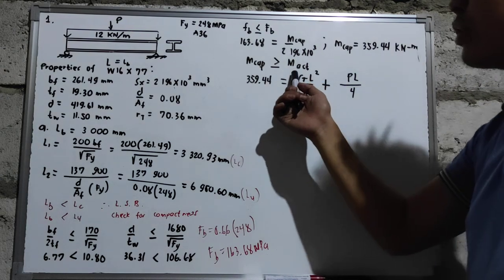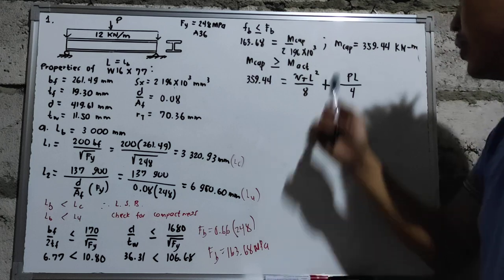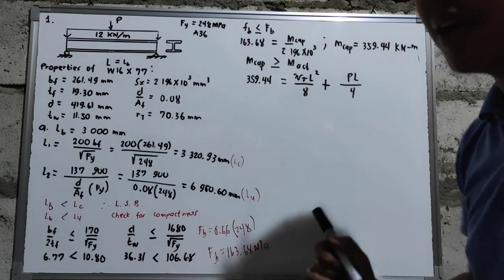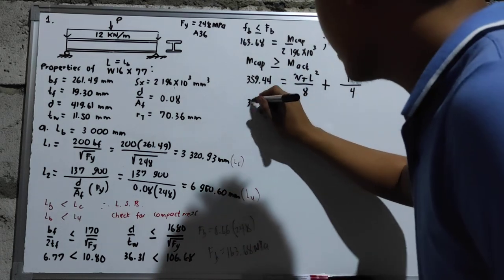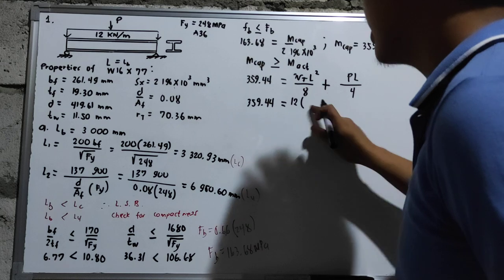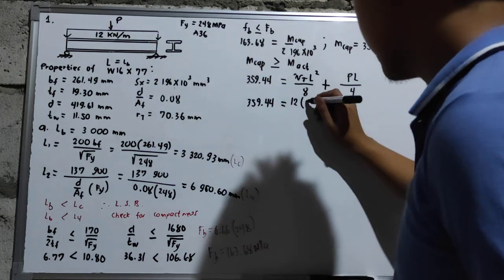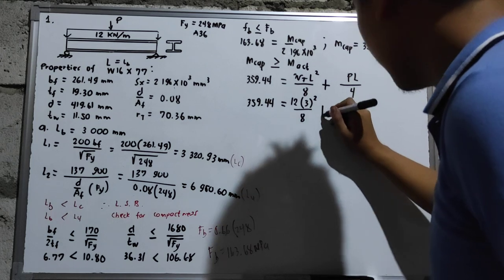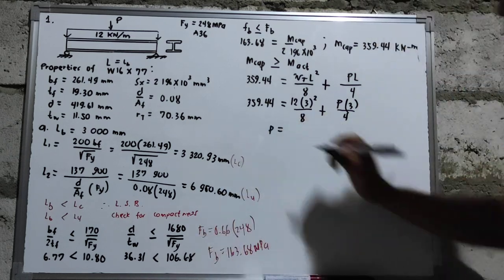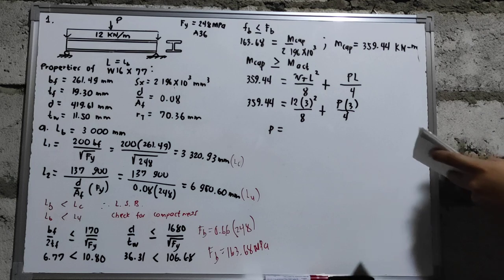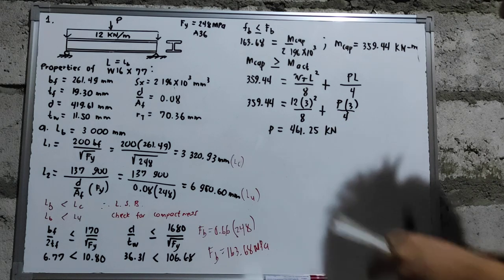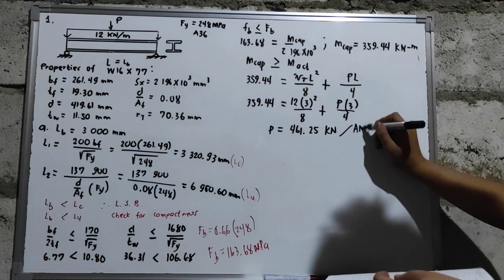So, meron tayong given ng W sub T natin, which is equal to 12 kilonewton per meter. Meron tayong value ng L natin, which is equal to 3 meter. So, makukuha na natin yung value ng P natin. So, you have 359.44 equals W sub T is 12. Yung L natin is equal to 3 meter all over 8 plus yung P natin multiplied by 3 all over 4, the value of our P is now equal to 461.25 kilonewton. So this will become our answer.